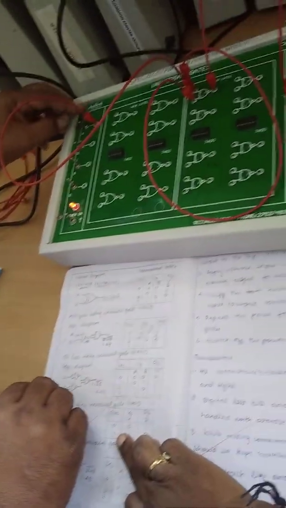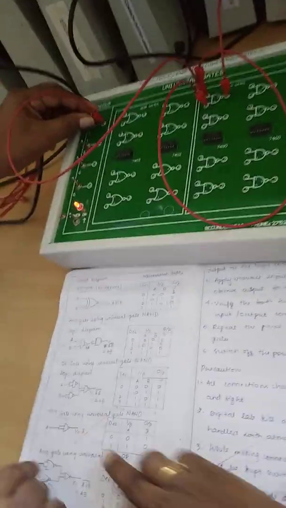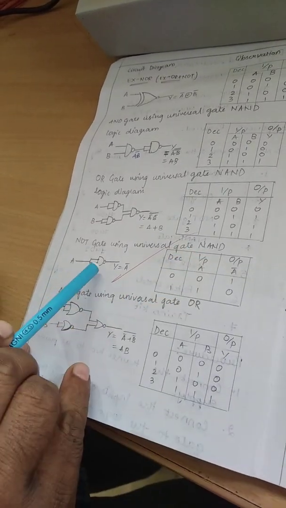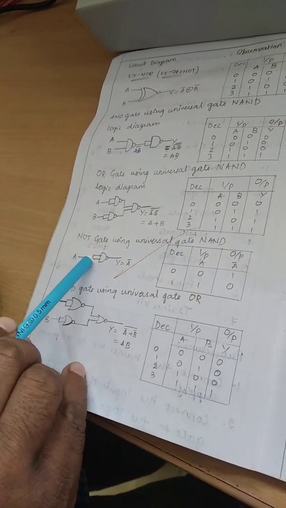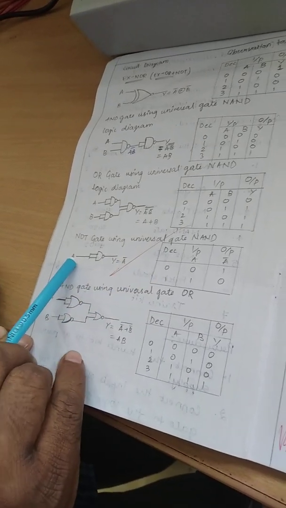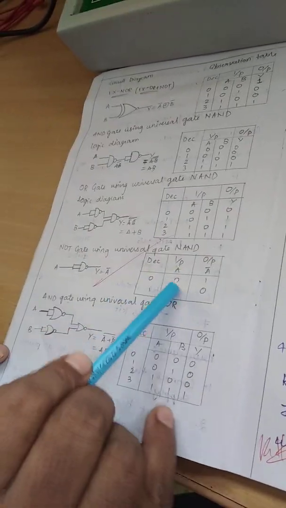Now input is applied 0. All of you see this one. This is the NOT gate using the NAND gate. Here is the input. These two inputs are shorted, so Y is equal to A bar. If A is equal to 0, output is A bar, 1. If A is equal to 1, output is 0. So this is the truth table.